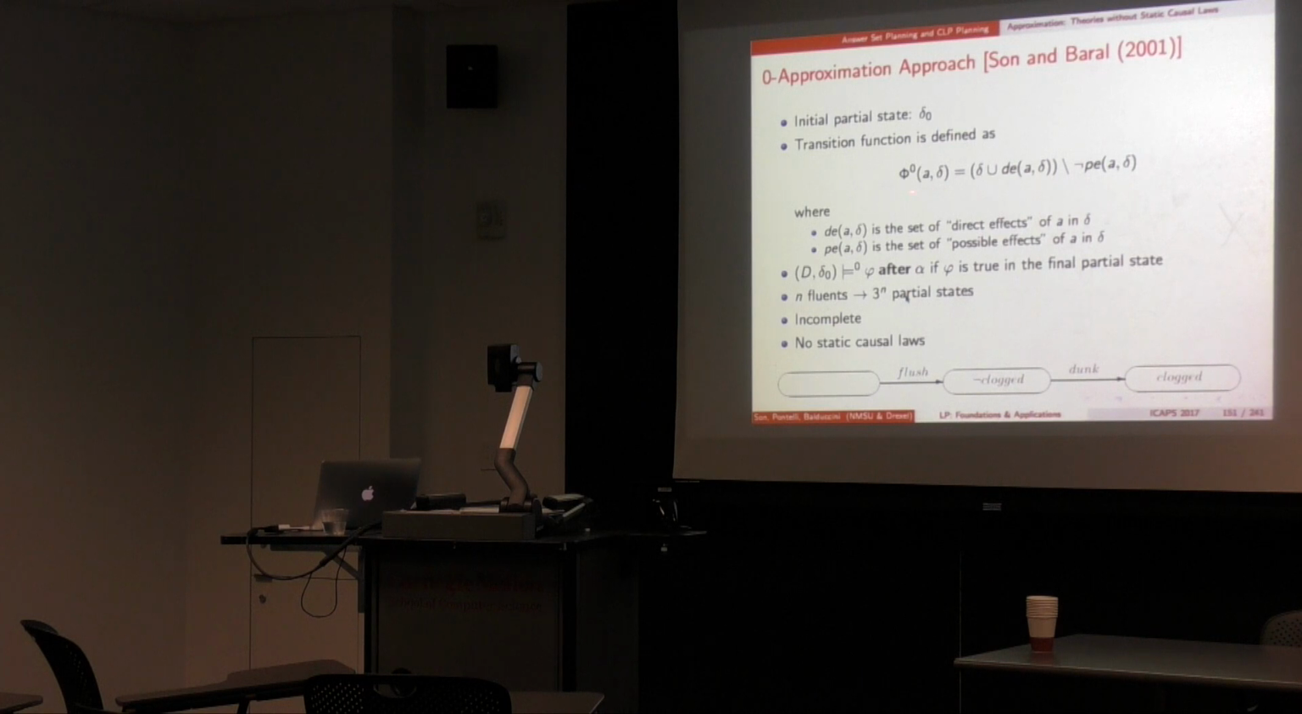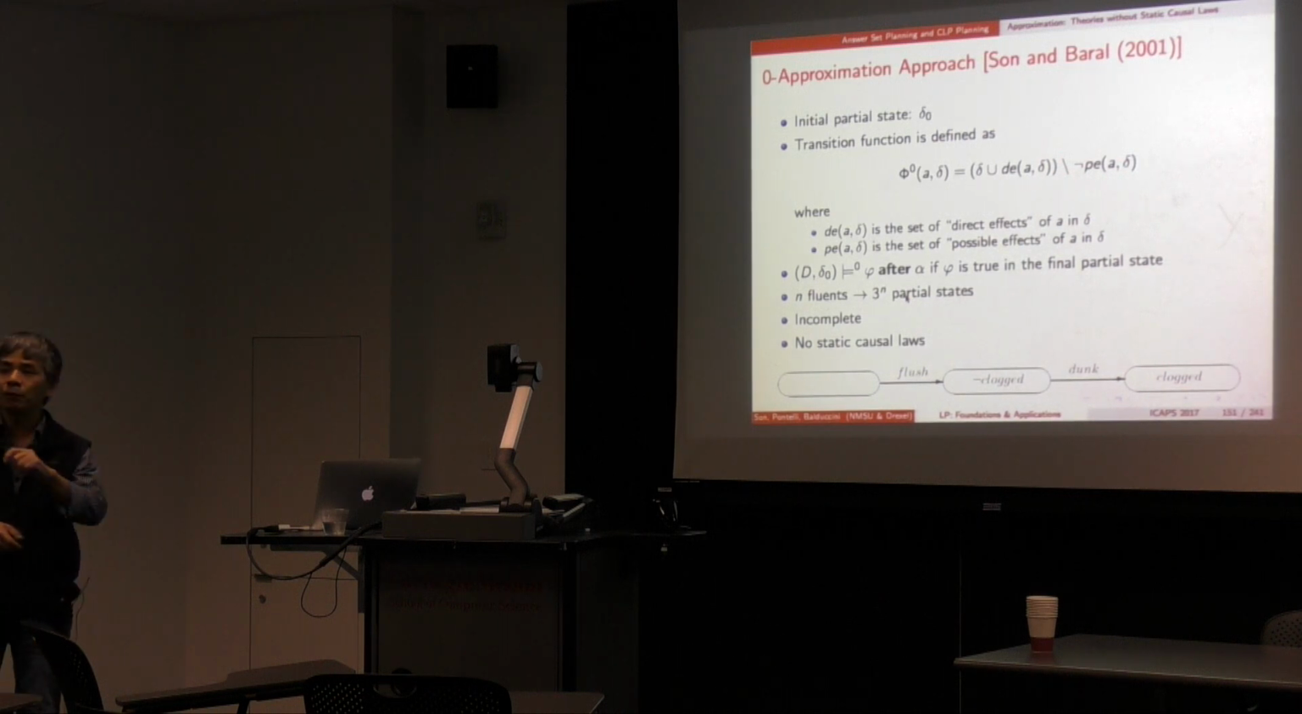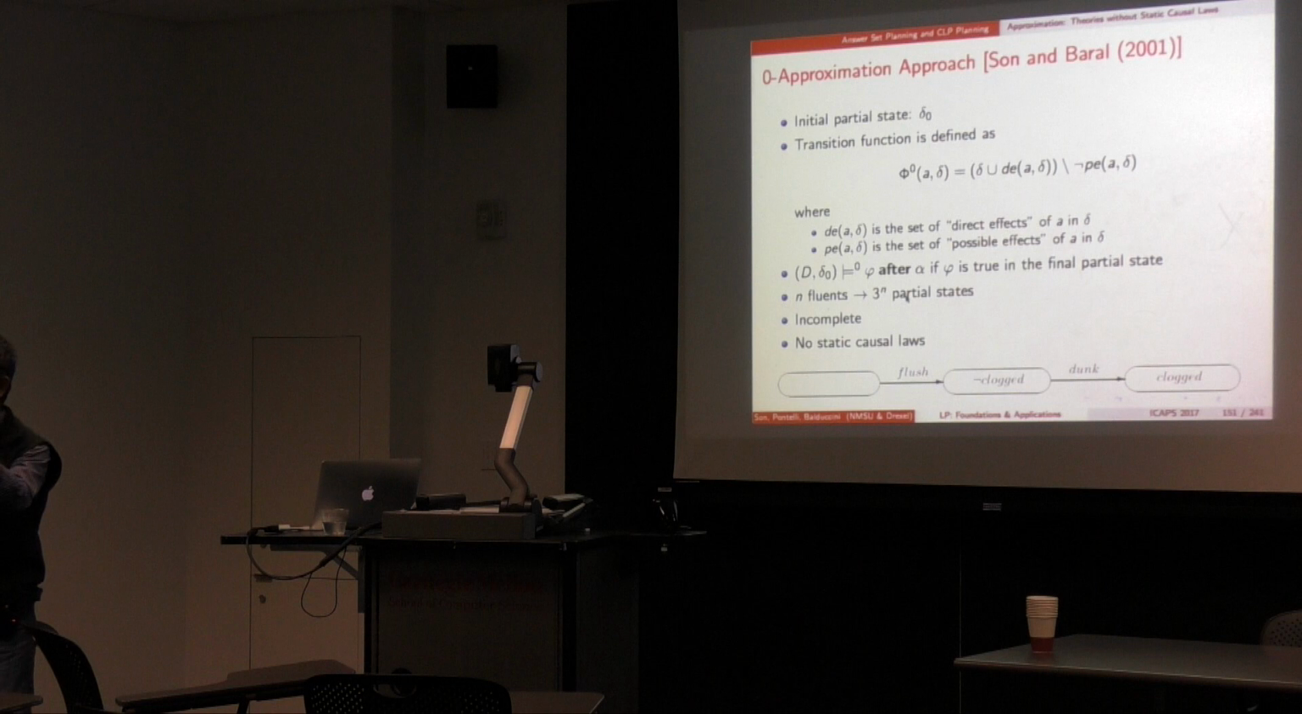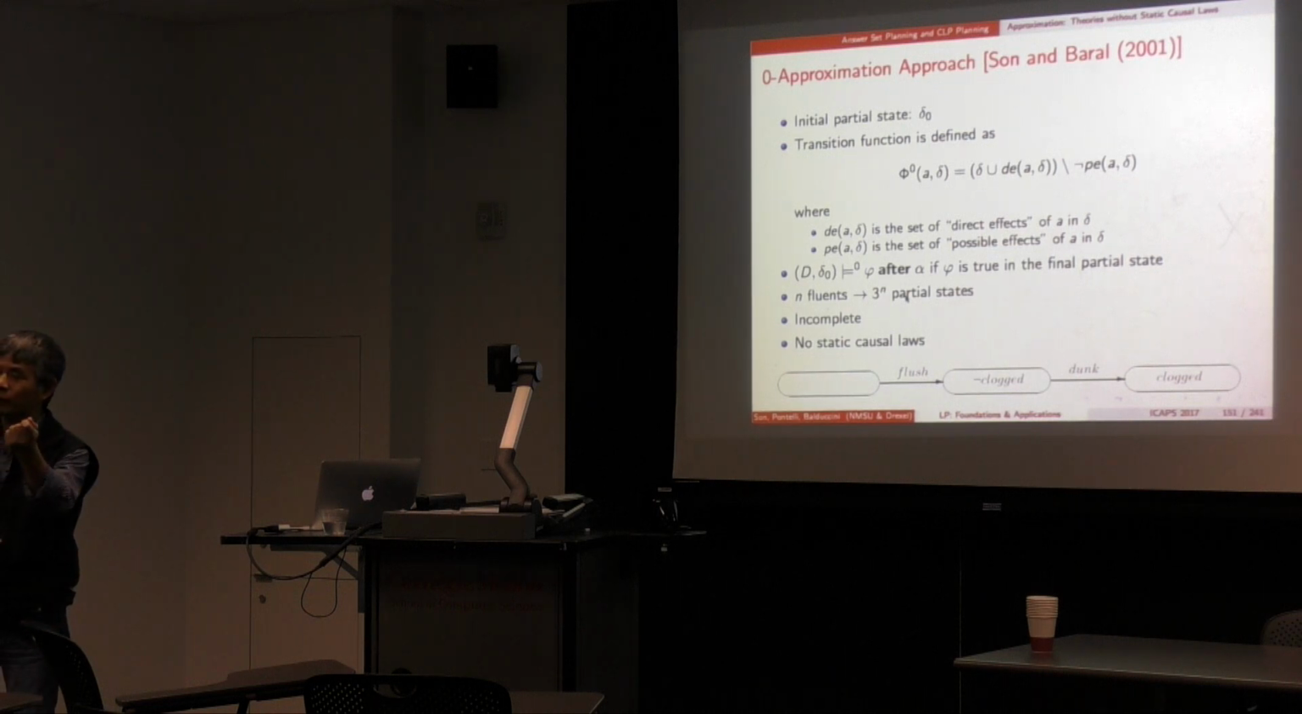The approximation semantic is defined simply. Suppose that we have the initial partial state, so that's just a set of fluent literals that we know for sure to be true. If we execute an action, then the direct effects of that action have to be true. And then what we approximate is that we just remove all the things that could possibly become unknown or could become false.